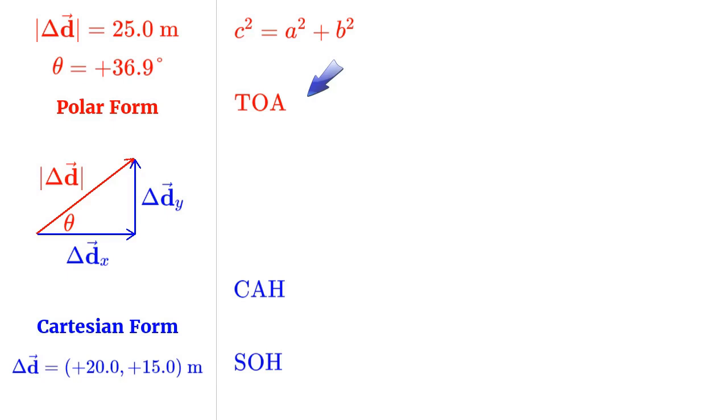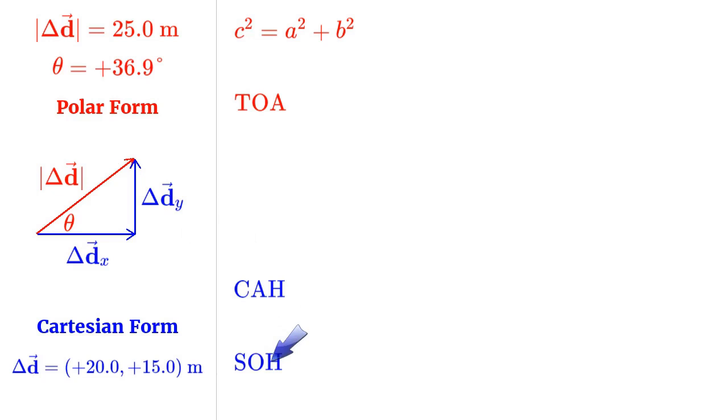Let's start with the sine ratio. So the SOH, so, means that sine theta is equal to the opposite side over the hypotenuse. So looking at our triangle here, the side that's opposite from the angle theta, that's going to be the y component. The hypotenuse, that's the side that's opposite from the right angle, or the longest side of the triangle. That's our magnitude, delta d.